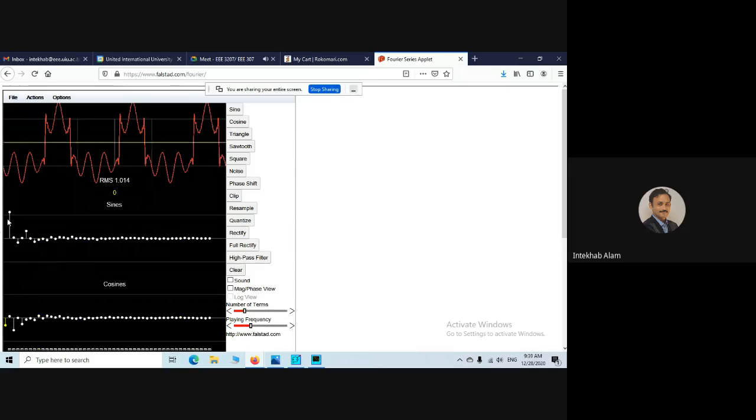So this is the fundamental output. There is no second harmonic. We can make it very small, like 0. We can make the third harmonic, fourth, fifth, in this form.